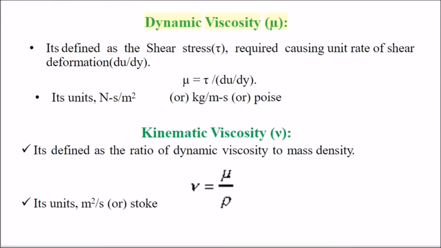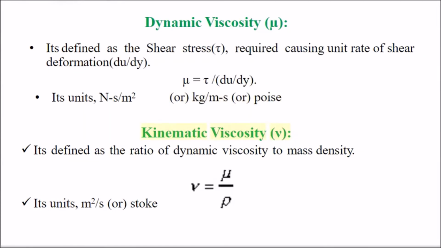Dynamic viscosity. It is defined as the shear stress, τ, required to cause unit rate of shear deformation, du/dy. Its units: Ns/m2 equals τ / (du/dy), or kg/ms, or poise.